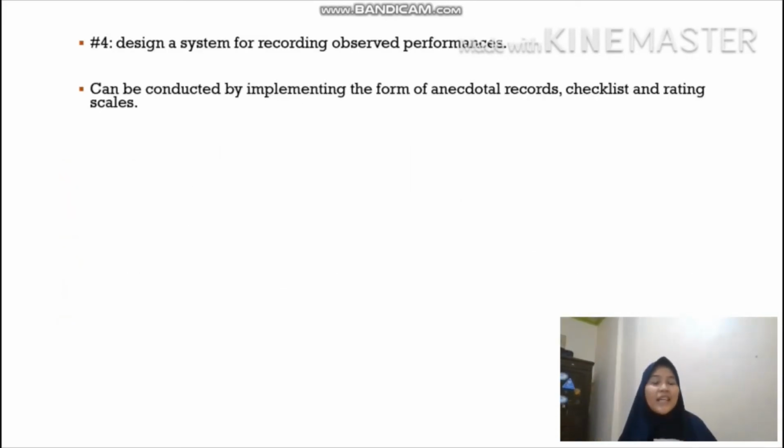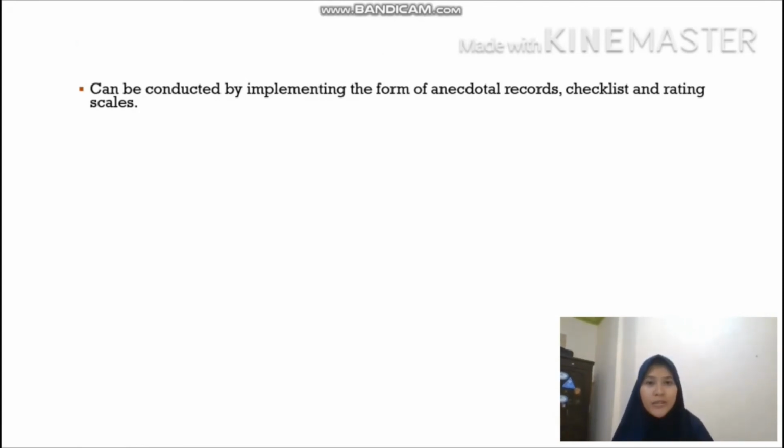Last but not least, I am going to explain more about point number 4, which is designing a system for recording observed performance. Pertama yang kalian ketahui bahwa designing a system for recording observed performance untuk record siswa itu nggak mudah, bukan hal yang mudah dilakukan oleh teacher. Tapi, however, bagaimanapun, you as a teacher can implement the form of anecdotal records or checklist or even rating scales untuk nge-record your students' performance.